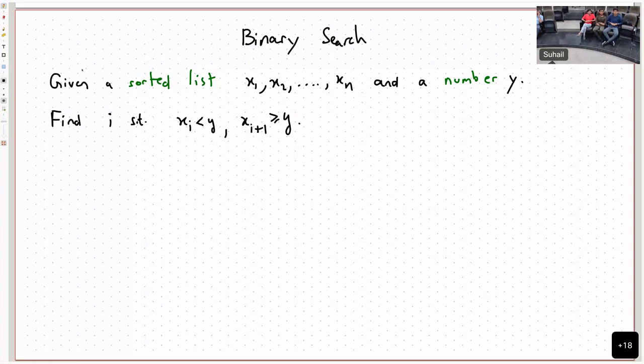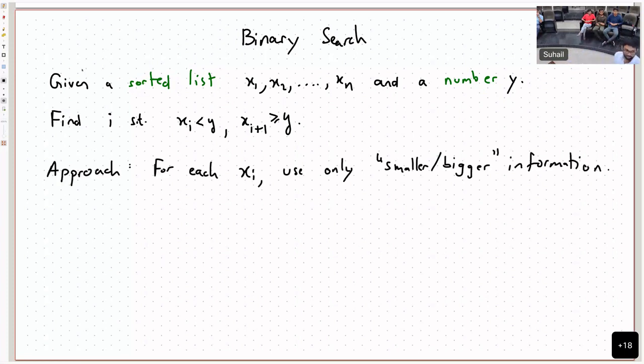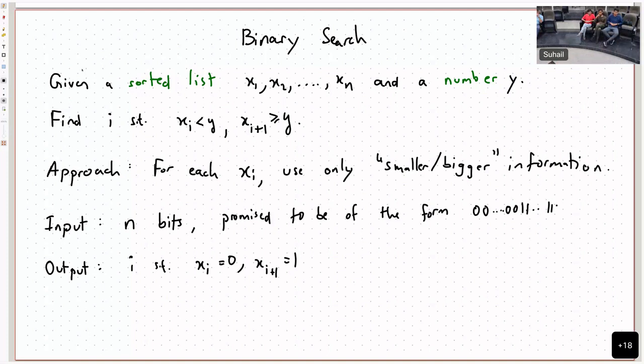So you want to find an index i such that xi is smaller than y, but the next number is at least as large as y. And the approach that we're going to take is we're going to completely ignore what the actual numbers are, and we're just going to ask for a specific i, is xi smaller than y or xi larger than y? If that is the only information that we're going to ask, this becomes again a query question.